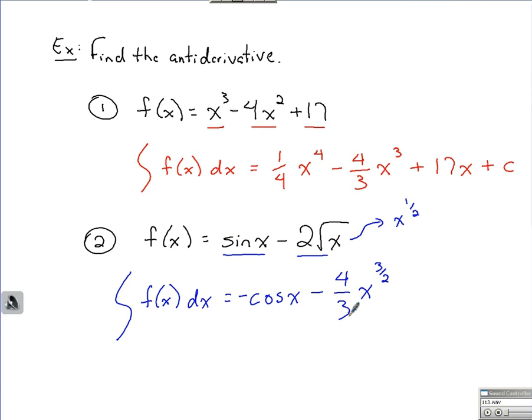And are we done? Got to remember to add the constant. Now we're done.